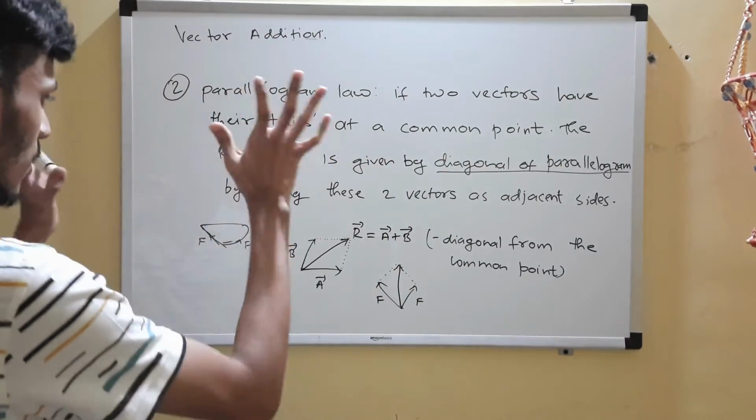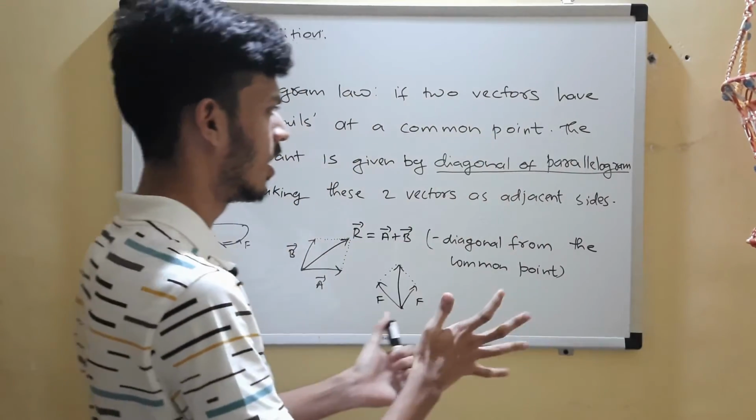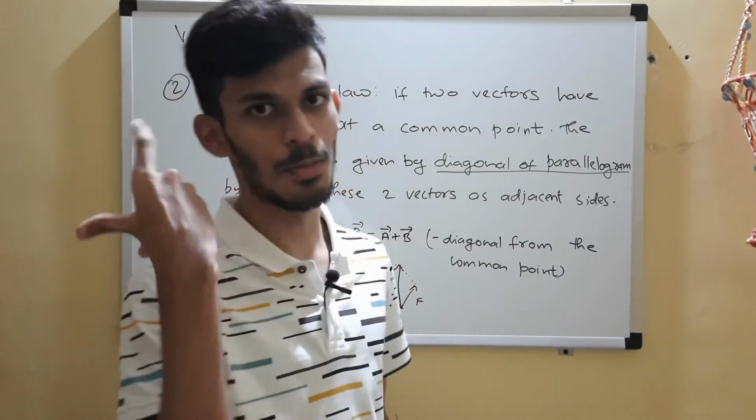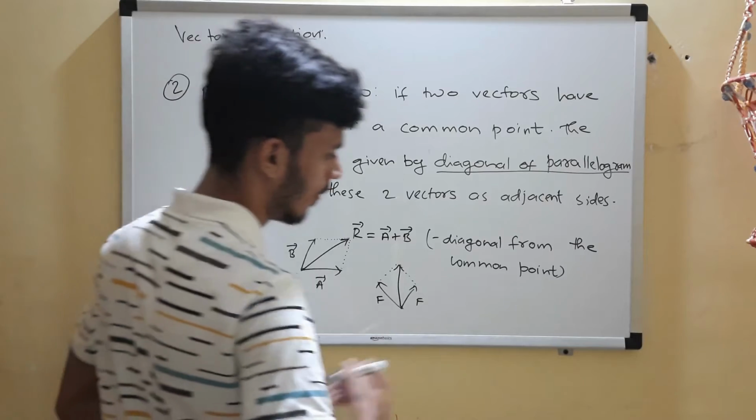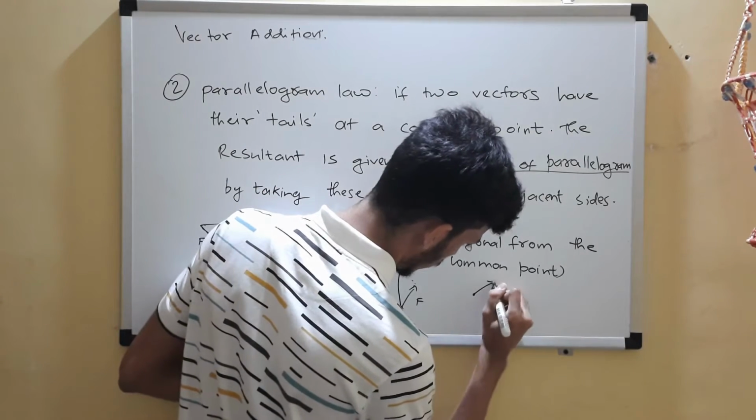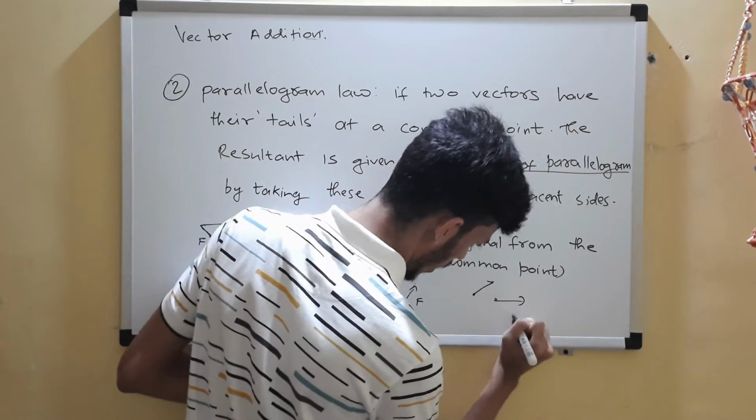Okay, so you can note that down. So that was all about parallelogram law. You can have problems like the ones we had in triangle law. Now you can have two vectors and you'll be asked to find their resultant, a and b.